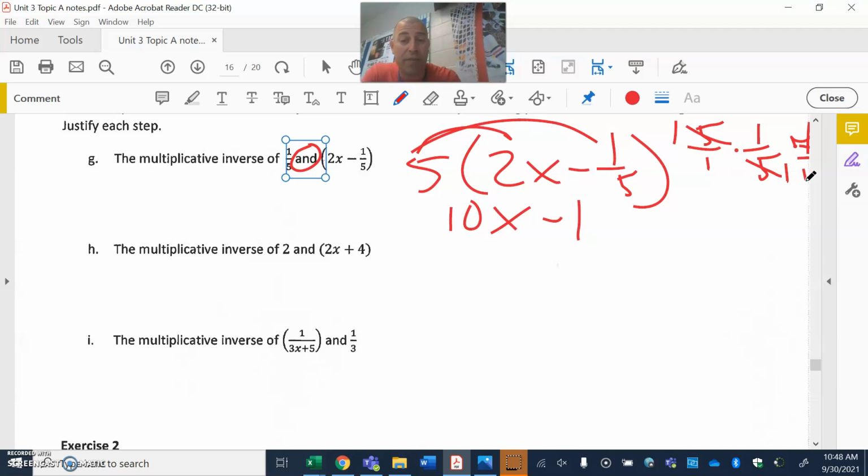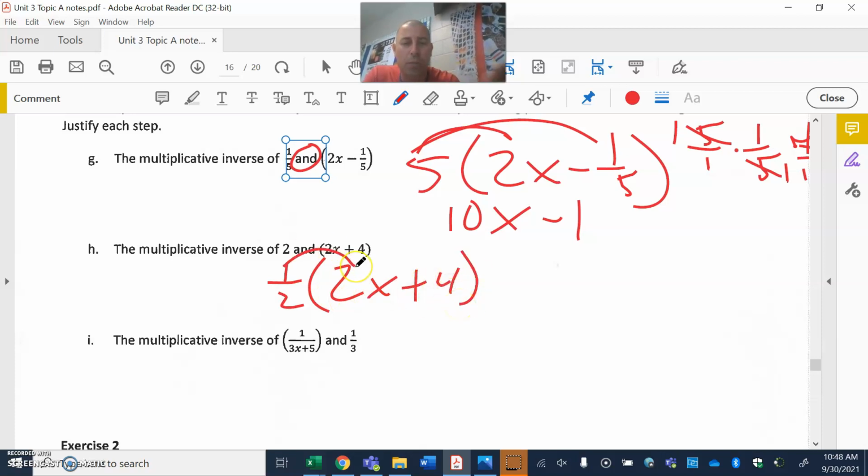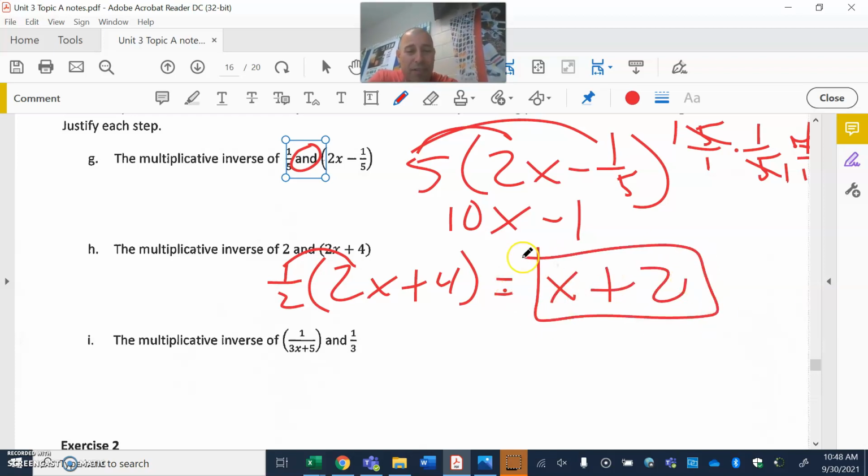The multiplicative inverse of 2 in 2x plus 4. So the multiplicative inverse of 2 means it's a half inverse. We're going to flip it. We're multiplying multiplicative. I don't pass up an opportunity to say that word, people. And in here, we're going to use our distributive property. So we're taking half of something. Taking half of something is the exact same thing as dividing by 2. So that's just an x, and that's just a plus 2. So it's just x plus 2. That's it.